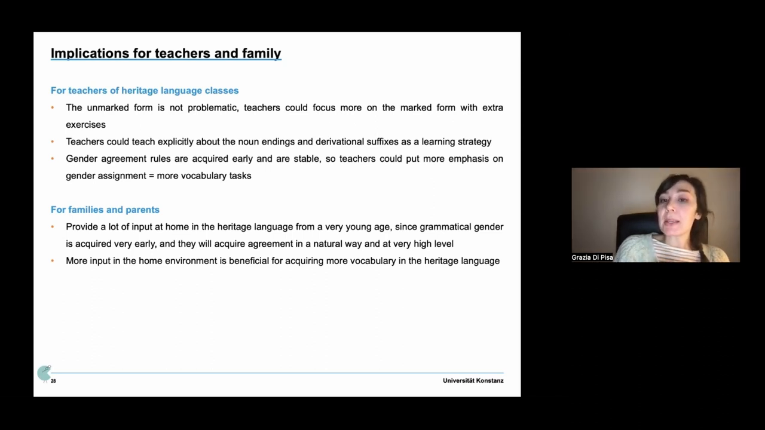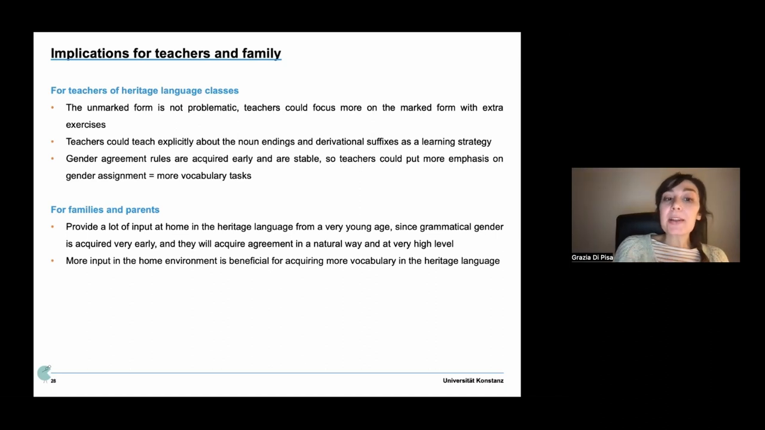So what maybe teachers should put more emphasis on would be the gender assignment, which is more related to the vocabulary. So maybe having more vocabulary tasks in the classroom. And for family and parents, we've seen that the more heritage language input you have at home, the better you are at assigning gender to nouns.